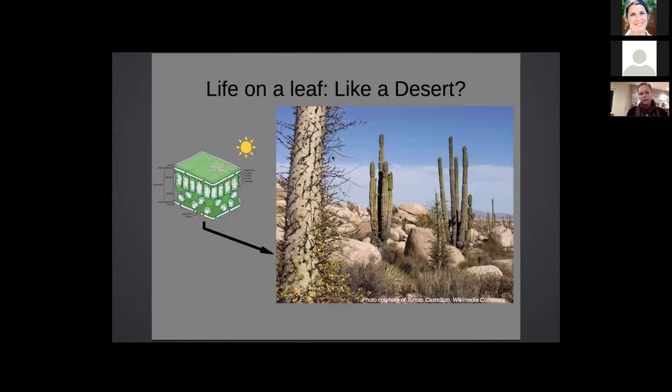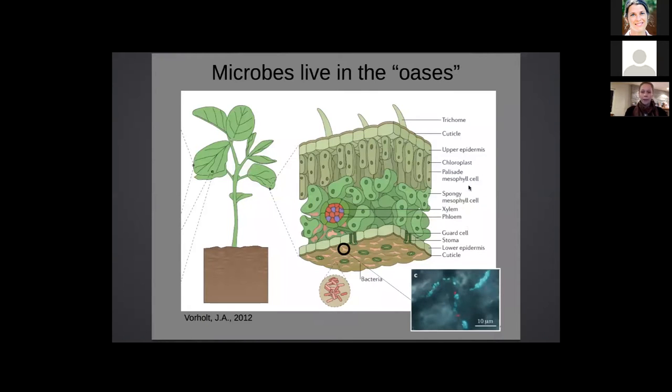If you look at this picture of the desert, there's a lot of different kinds of trees, interspersed among the rocks, and there's a lot of different things there, right? It's a very diverse environment. And that's also what we see on leaves when we look at them. These microbes live in the gullies and the little oases on a leaf. The leaf surface is not entirely flat. There are bumps and ridges, and that's where the water collects. So that's where we find the microbes when we find them on leaves.